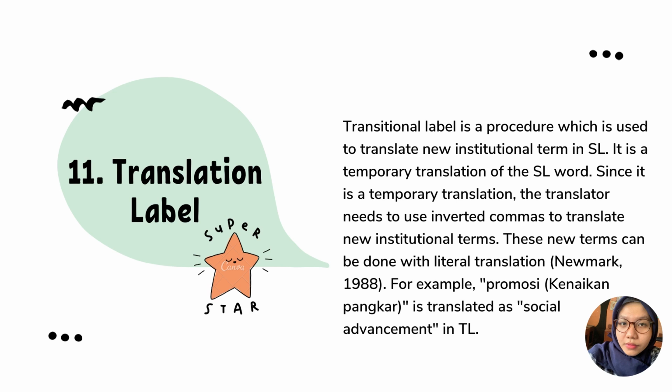11. Translation label. Translation label is a procedure which is used to translate new institutional terms in the SL. It is a temporary translation of the SL word. Since it is a temporary translation, the translation needs to use inverted commas for new institutional terms. These new terms can be done with literal translation. For example, "promosi atau kenaikan pangkat" is translated as "social advancement" in the TL.